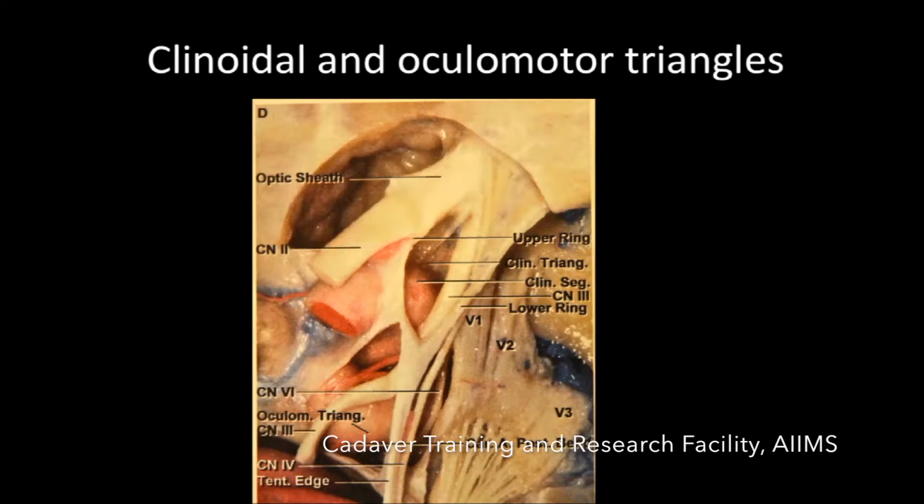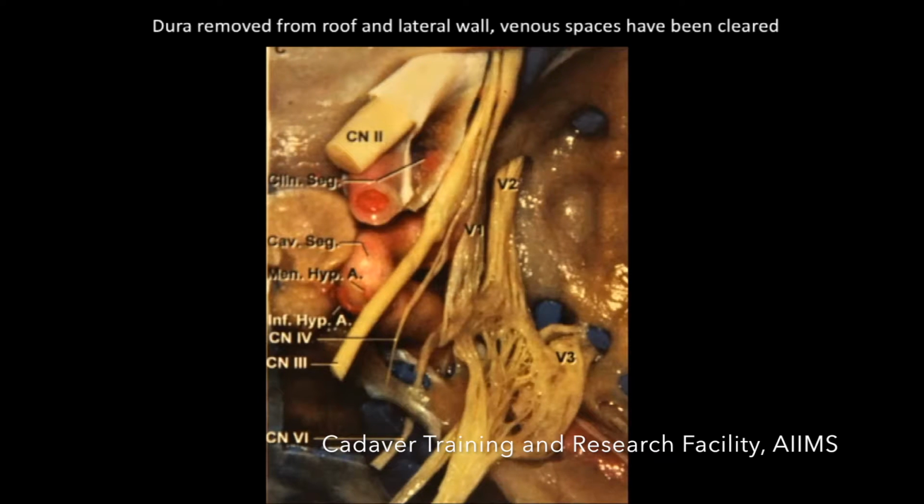So this is the oculomotor triangle, clinoidal triangle in the roof, the optic nerve, and this is the sella with the pituitary gland. So when you remove the dura from the roof and lateral wall and clear the venous spaces, you see the oculomotor nerve, the fourth nerve, and the V1. They are all converging at the superior orbital fissure. They form the triangles in the roof and the lateral wall. The oculomotor triangle, which is in the roof, you can't see that because the dura has been removed. This is the supratrochlear, infratrochlear.